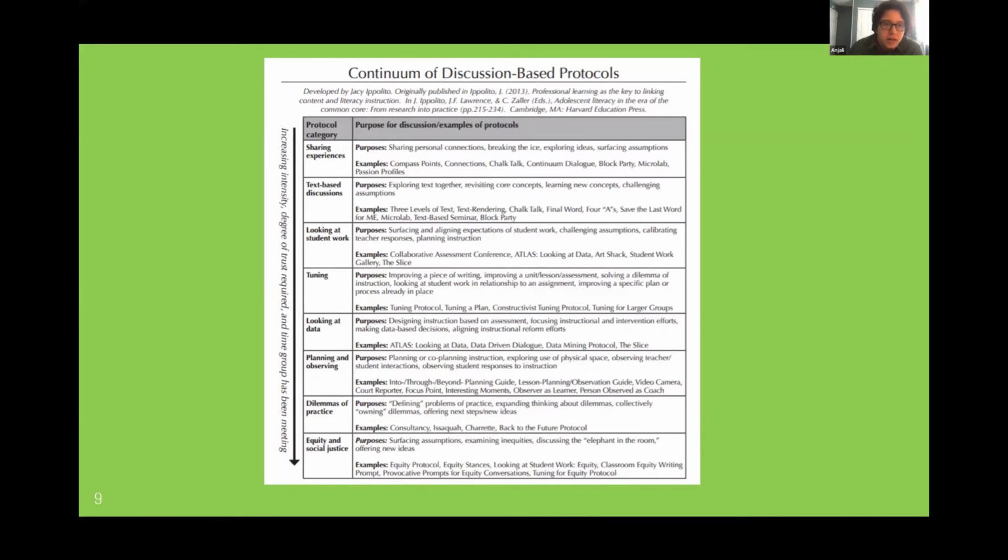There's also text-based discussions if you want to talk about a text. There are discussions for looking at data. There are also protocols for dilemmas of practice. That's where you're bringing something like you heard in the video, a thorny issue, into the group. And there are protocols that focus on equity and social justice. We're going to look at a couple of examples of these different types of protocols in a minute. Okay.